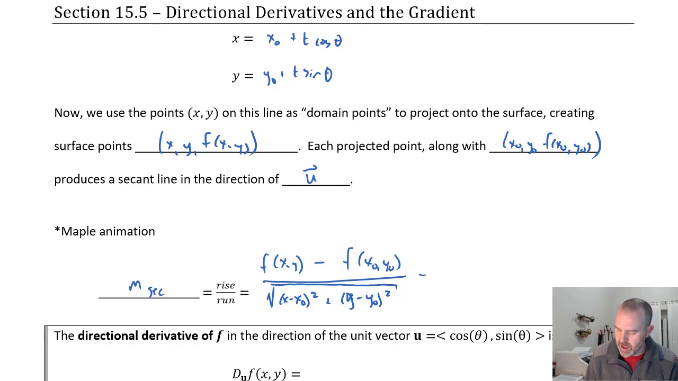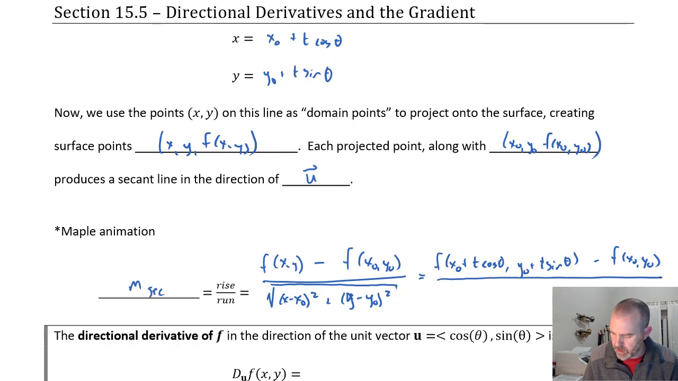Let's take a look and actually evaluate these functions. We know x, y, of course, is along that line in the xy plane. And we're taking that x value in the xy plane and moving it closer and closer toward the original one. So all those x values in the xy plane are actually on that line. And so I could write that as x naught plus t cosine theta, and then y naught plus t sine theta. That's the f of x, y minus f of x naught, y naught over, and then this gets really interesting.